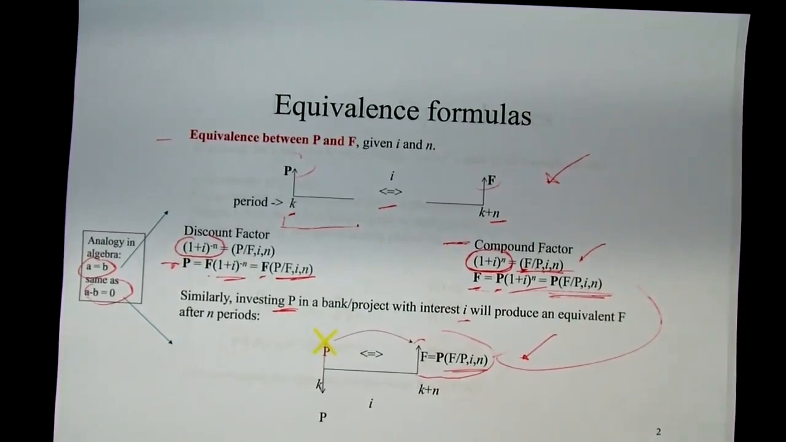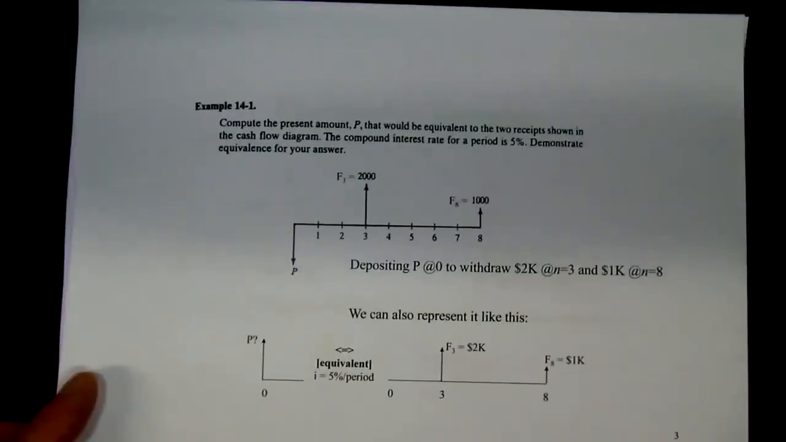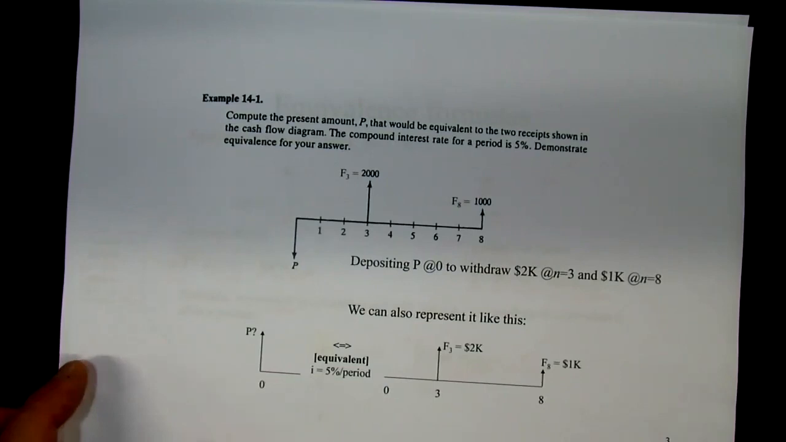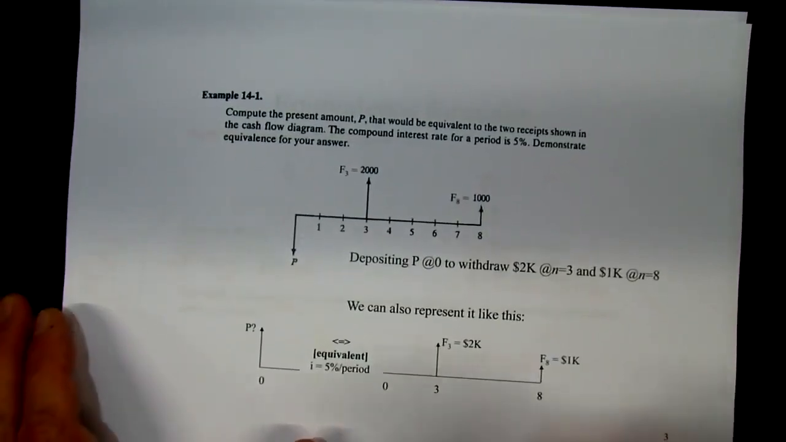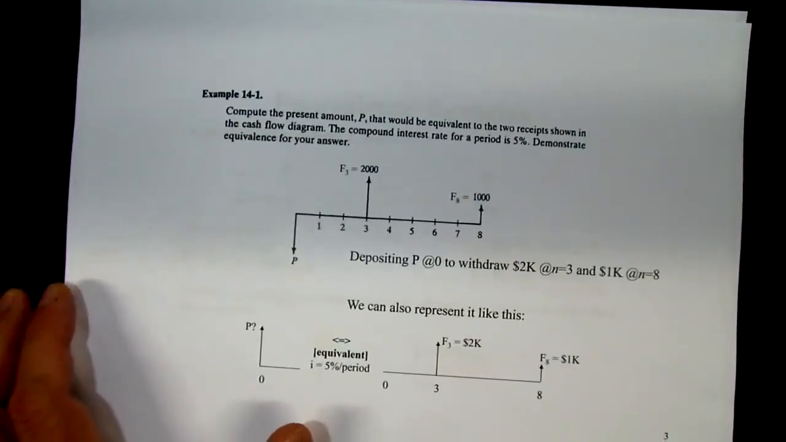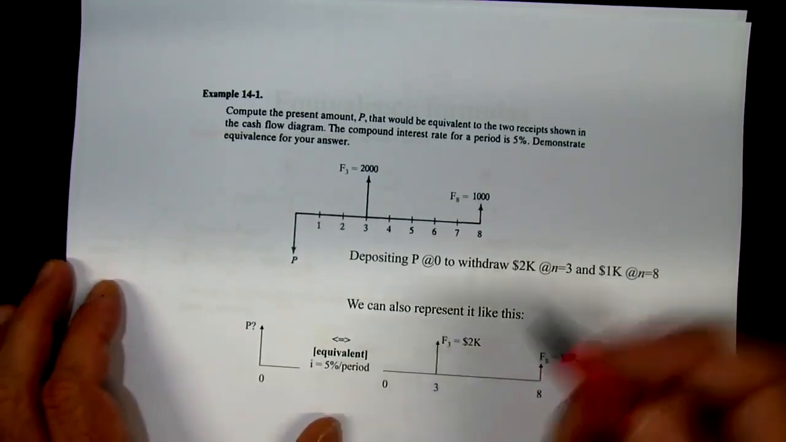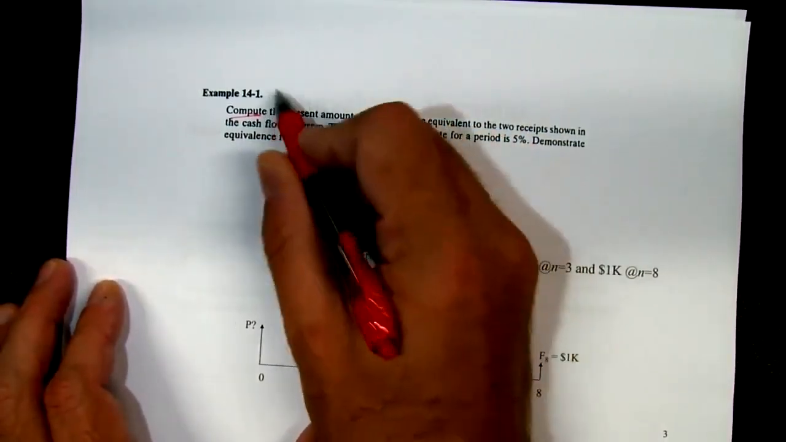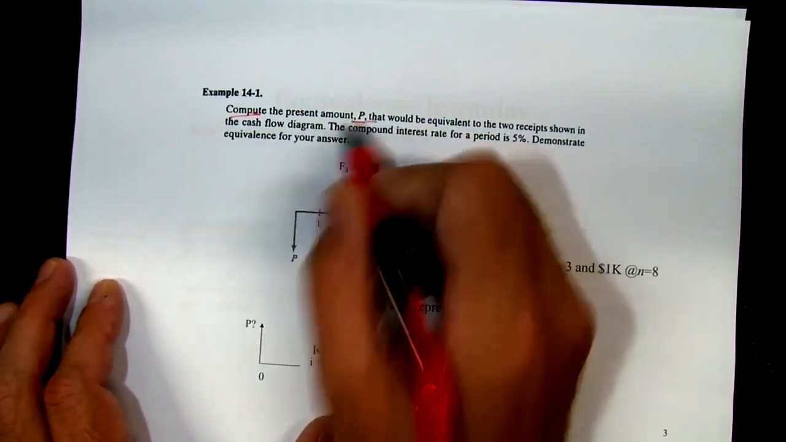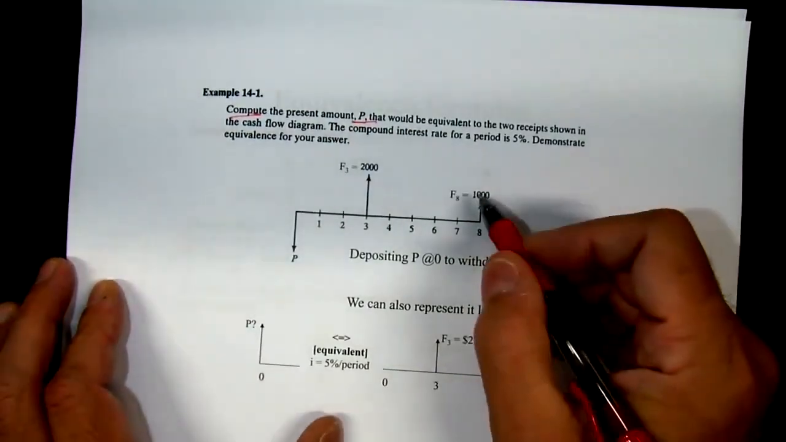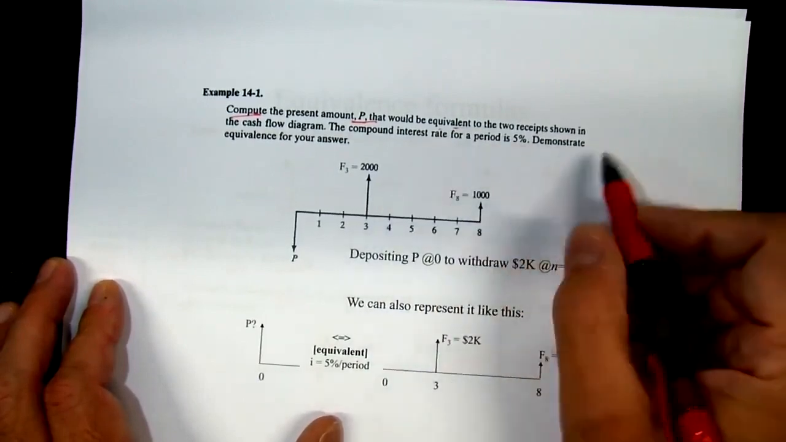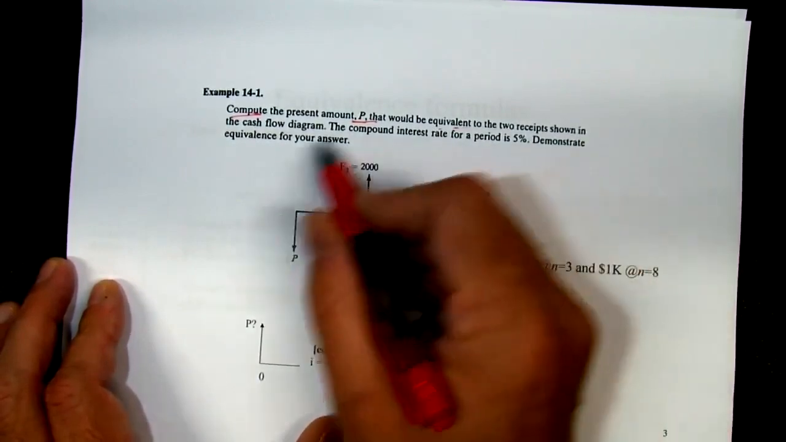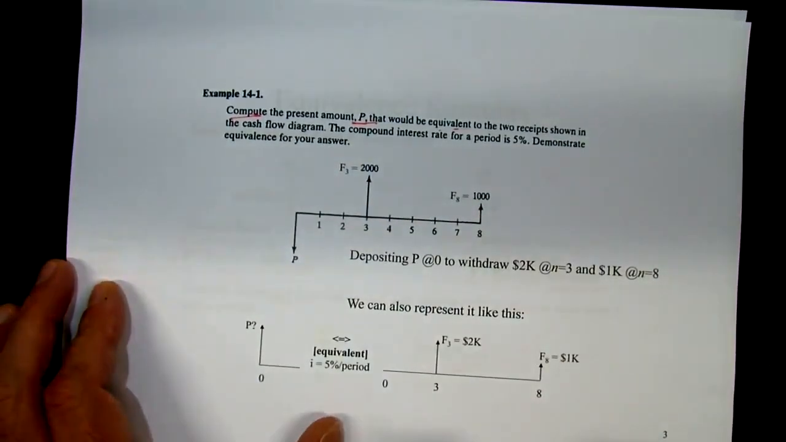All right, so the first example here is very simple. It's simply applying what we just discussed. It's taken from your book, and we'll solve it together. So here it is: compute an unknown present amount called P that would be equivalent to these two amounts shown in the cash flow right here.